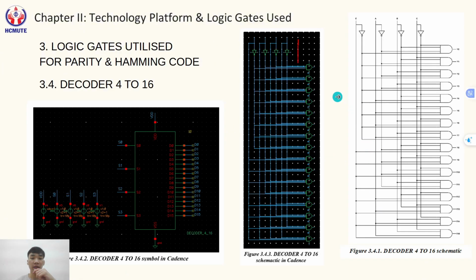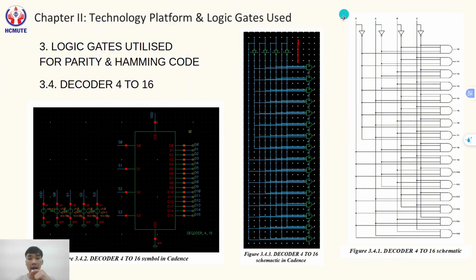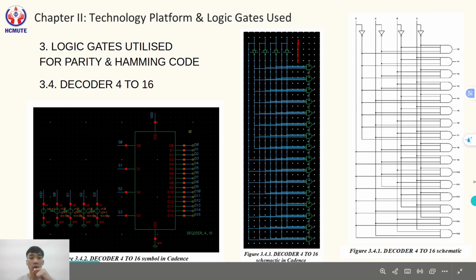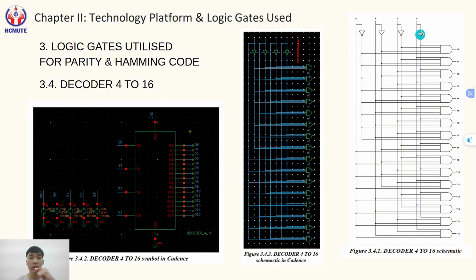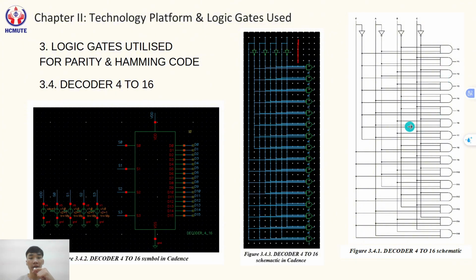And the next, we have the 4 to 16 CMOS decoder. This figure shows the schematic of the 4 to 16 decoder, which is constructed from 4 NOT gates and 16 4-input AND gates. The decoder receives 4 binary inputs and produces 16 outputs with only one output high for each input combination. The NOT gates generate the complement signals from the corresponding inputs, and the 4-input AND gates combine the original and complement signals to produce each unique output.